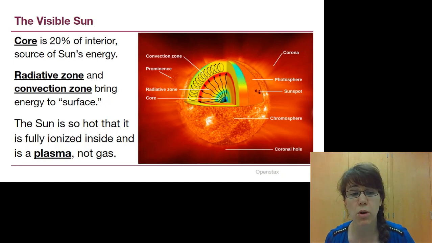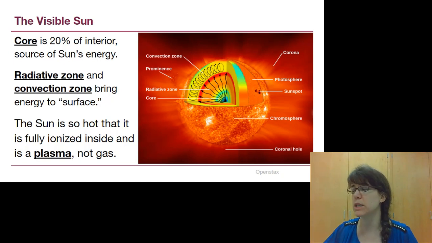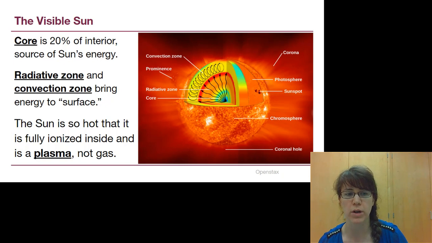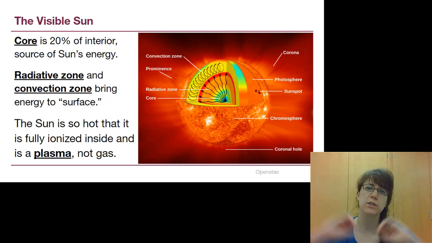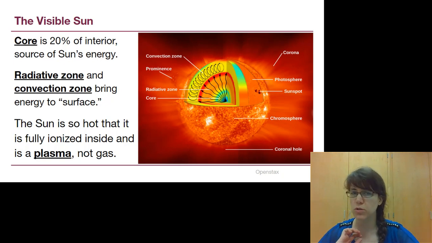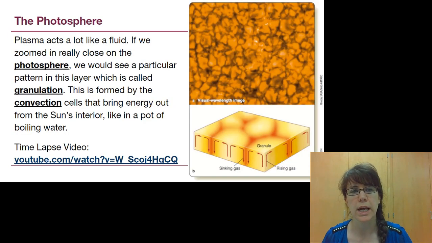Now the sun is so hot that it isn't actually a gas, the way that we think of steam above a boiling pot of water, but it's actually a plasma. What that means is all of the atoms are so highly energized they've lost their electrons. It's just nuclei without electrons and electrons without nuclei all floating around. Now the plasma, the reason that matters is it acts a lot like a fluid.